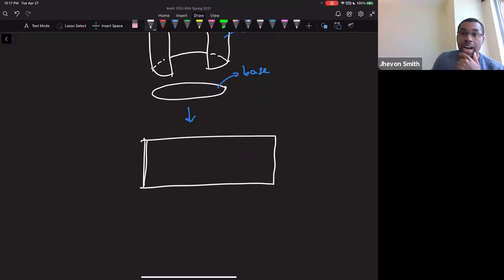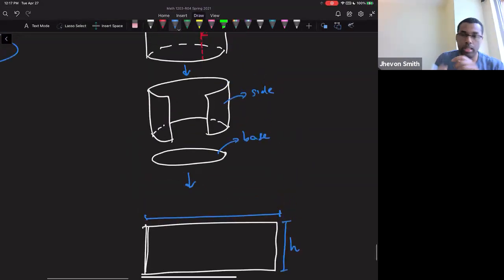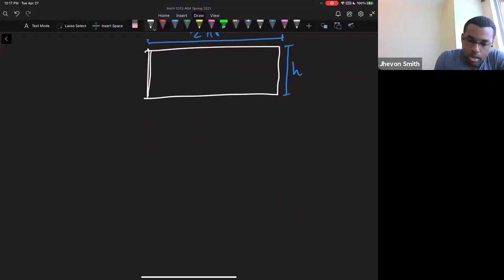Now, of course, the height of that rectangle is going to be the height of the can. And you'll notice that the distance along the length is the distance that was wrapped around the base. Right? That was what was wrapped around. And so that length has to be the circumference, 2 pi r. And then we have another component, which is the base of radius r.